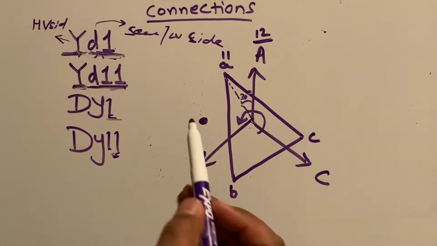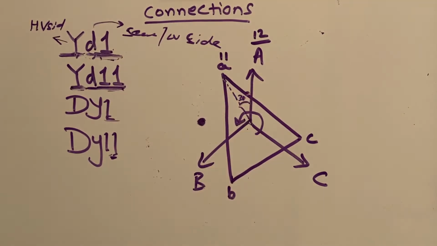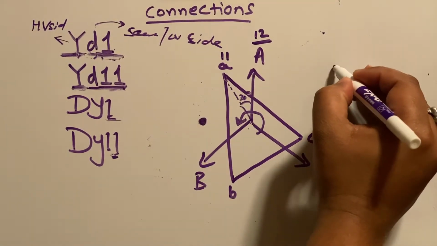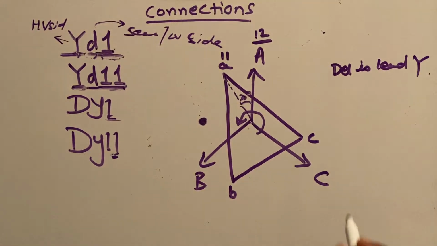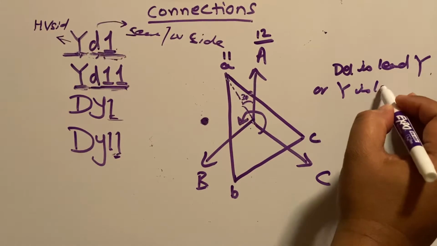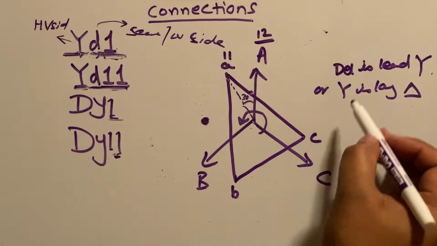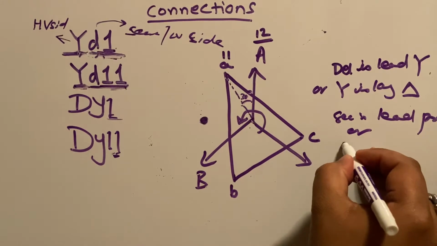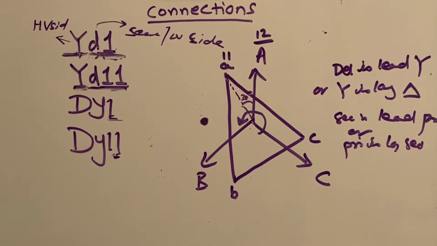Now, if you put a dot over here, you will find that the delta is passing through this dot first and then followed by the star. So in this case, we can say that delta is leading star, or star is lagging delta. Since star is your primary, delta is your secondary, you can say secondary is leading primary, or primary is lagging secondary. Now we will see the case which is DY1.